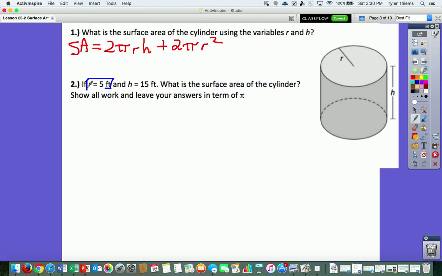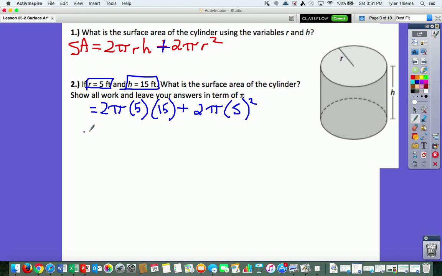Now let's show how this formula works. They're telling us now that the radius is 5 and the height is 15. So I'll use my formula from above and plug in. 2 pi r, in this case r is 5, the height is 15, plus 2 times pi times the radius again, 5, and square that. So now we just have to evaluate this out. Let's see what we do first. 5 times 15 I'll do first over here. So it's 2 pi times 5 times 15.